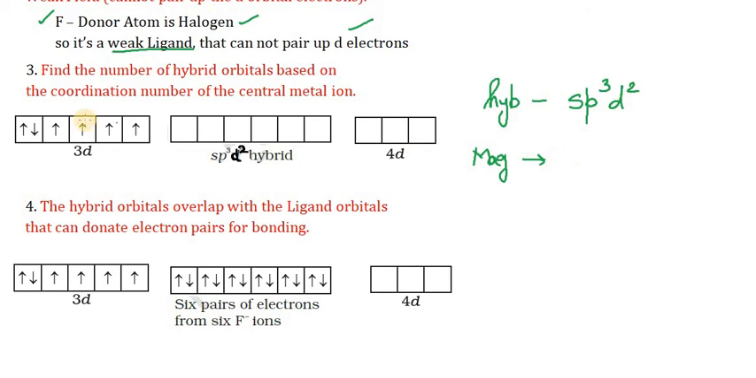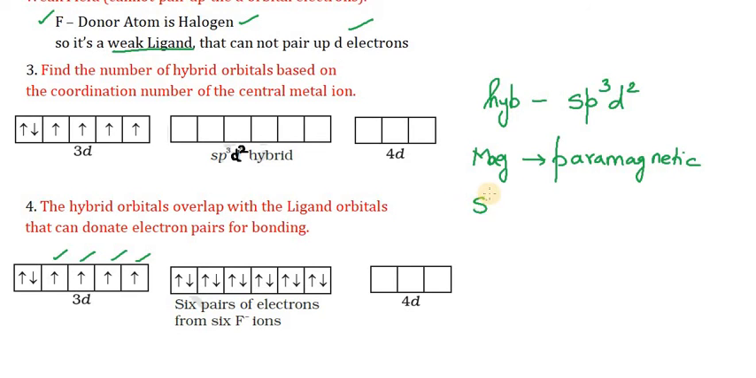For the magnetic property, after the hybridization and pairing up, here you can see 1, 2, 3, 4, a total of 4 unpaired electrons are there. When there are unpaired electrons, what is the magnetic property? It is paramagnetic. It has got a magnetic property with it. So it is paramagnetic.